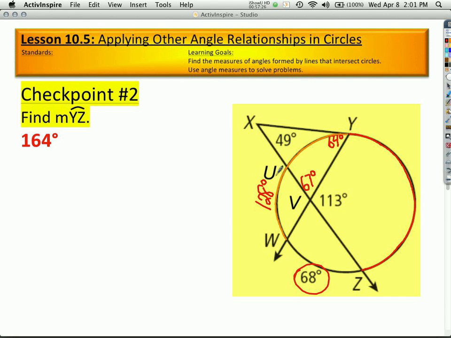So now we have 128 and 68, and that's that part of the circle, and we're looking for the other part of the circle. 360 minus 128 minus 68 equals 164 degrees.